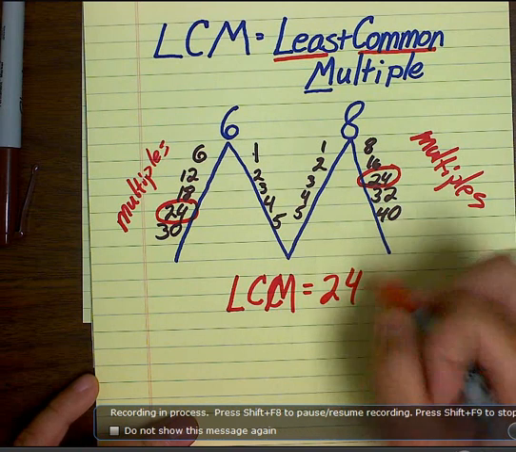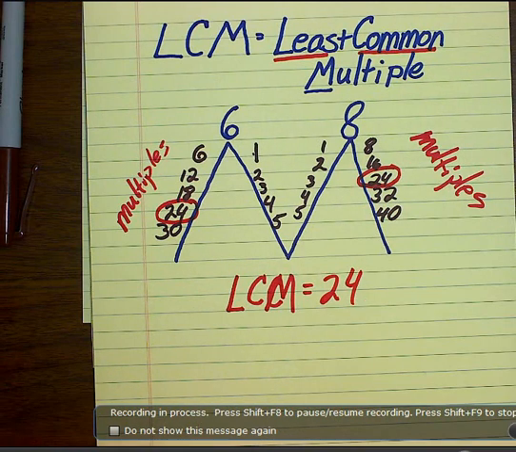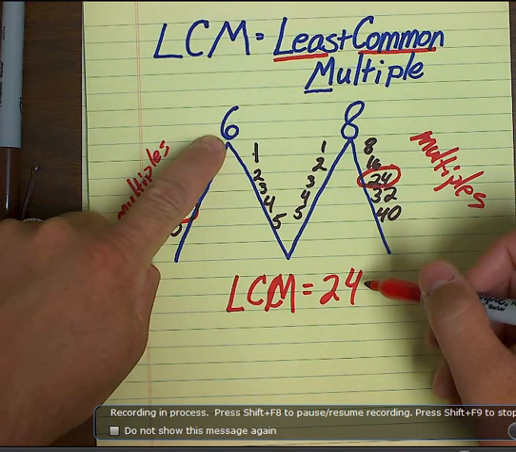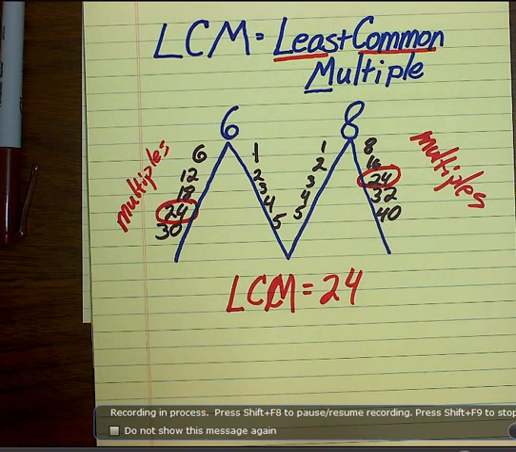So that means in our previous problem that we solved, where we had to decide how many hot dogs to buy that came in a pack of 6 and how many buns to buy that came in a pack of 8, we're going to have to buy 24 of each to come out with an even number in the packs.